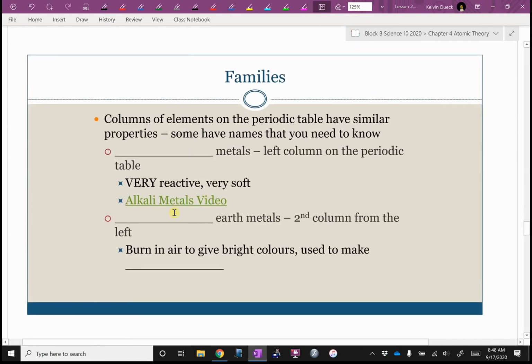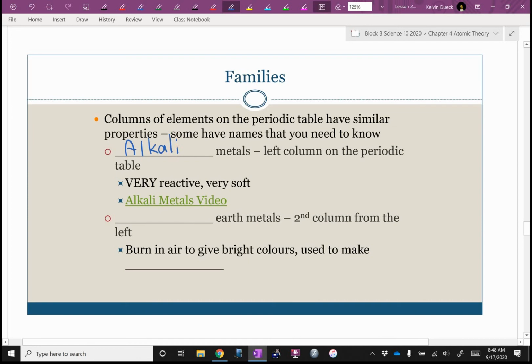Let's talk about families. Columns of elements on the periodic table have similar properties, and some have names that you need to know. Does anybody know what we call the far left column, the one that starts out with hydrogen and then lithium? Yeah. And we have to be careful because one is called alkali and one is called alkaline.